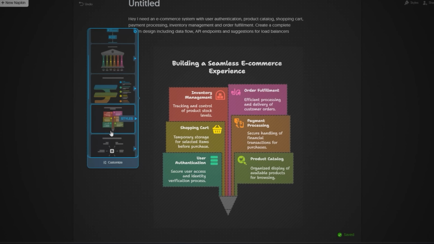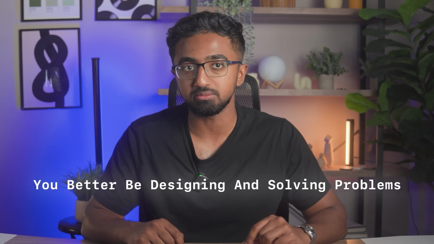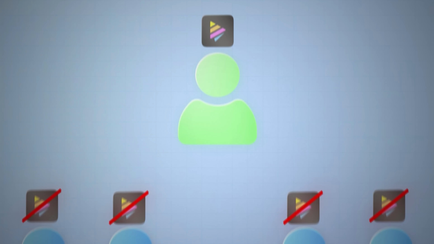But the true game changer is it'll identify bottlenecks for you, like showing your payment service might become a point of failure. So it actually does the designing and the thinking. And this is huge because if you want to be a good software engineer, you're not just going to be writing code all day. You better be designing and solving problems. A lot of people do just focus on code, but now, with the advantage of Napkin AI, you can get ahead of so many people so quickly.